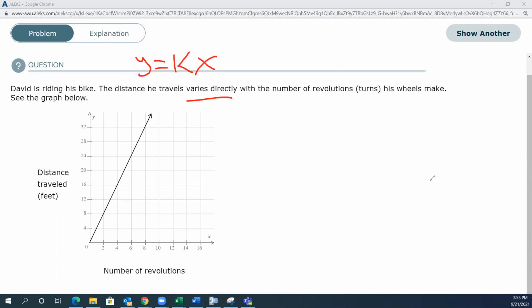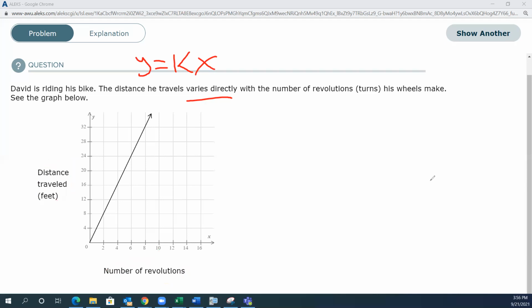So they say that the distance that he travels varies directly with how many revolutions of the wheels. So the number of revolutions of the wheels completely determines the distance traveled because it's direct variation. There are no other factors.